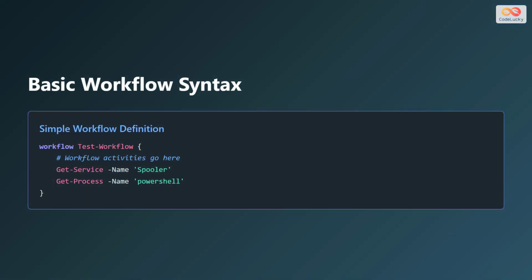Let's look at the basic syntax for creating a workflow. You start with the keyword workflow, followed by the name you want to give your workflow, in this case, test-workflow. Then you open curly braces, and inside those braces, you place your workflow activities. In this simple example, we're running 2 commands: get-service to retrieve information about the spooler service, and get-process to get information about PowerShell processes. Notice that the structure looks similar to a PowerShell function, but the workflow keyword tells PowerShell to treat this differently, enabling all those special workflow capabilities we discussed earlier.